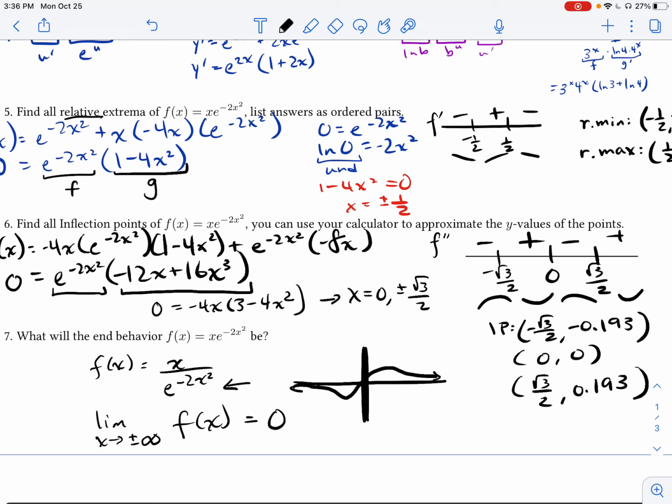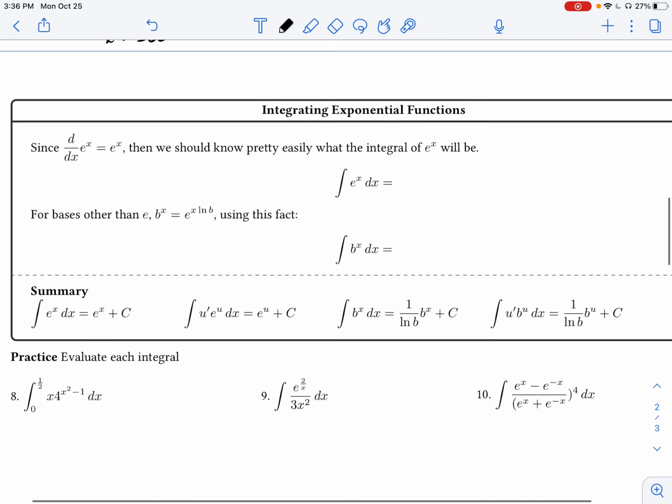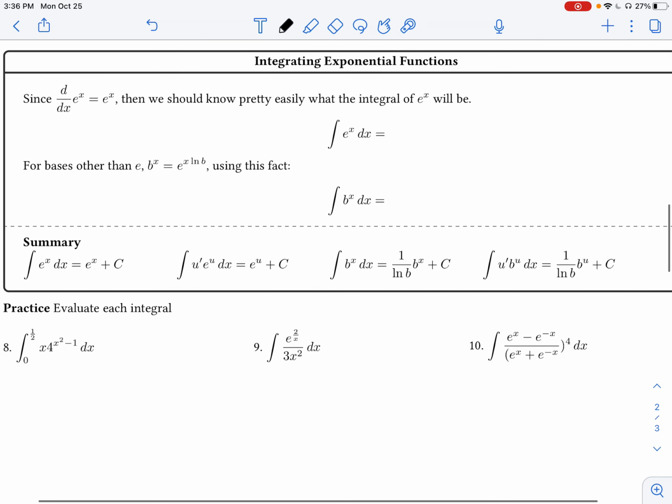Okay? Now, the final part of this lesson is to actually talk about integrating exponential functions. And again, you could sit here and just memorize these rules, but I want to make sure that we understand the why behind all of these. If the derivative of e to the x is the function itself, then it makes sense that the integral of e to the x is simply e to the x plus c. Now, what if we were integrating something where the power wasn't just x?